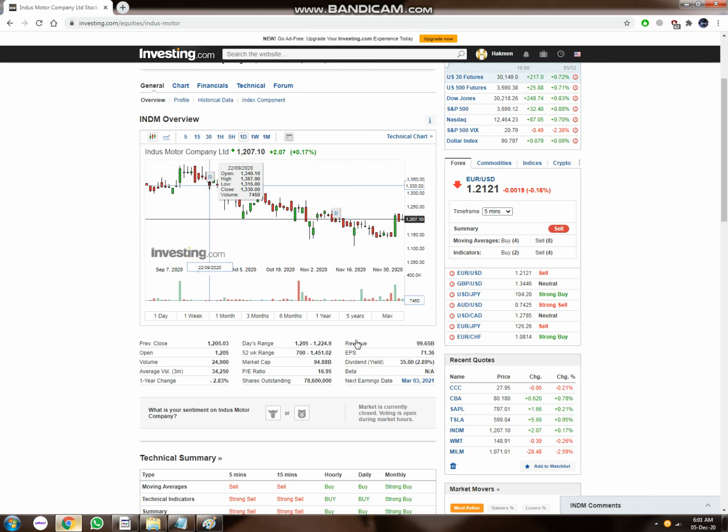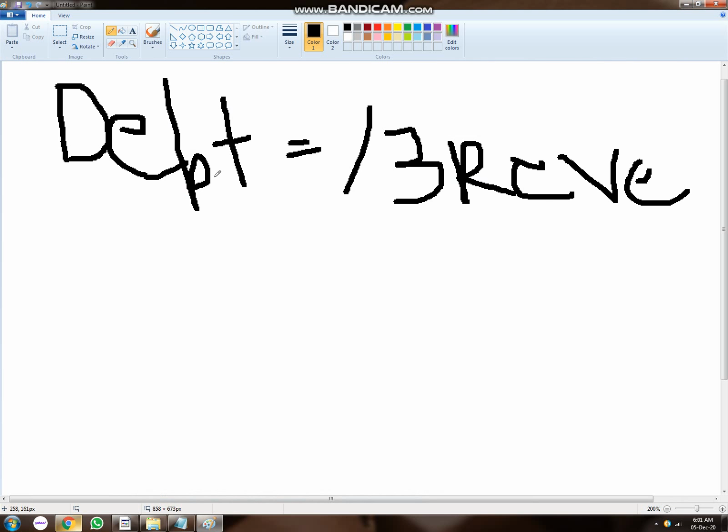Now you can see here, I didn't find debt in this particular data. So if you know any website which shows how to know a particular company's debt, do tell me in the comment section below.